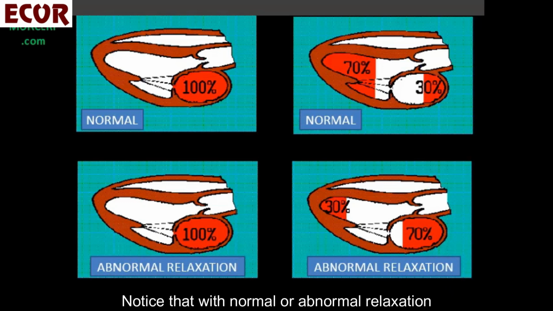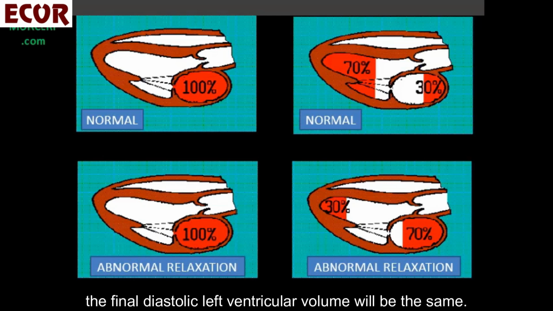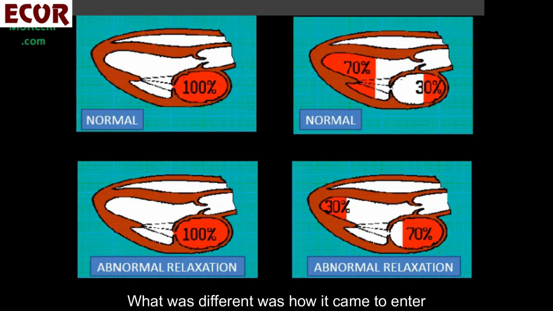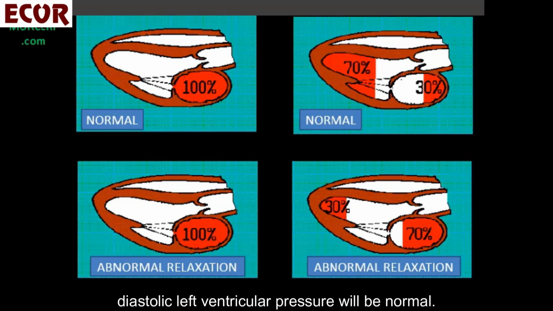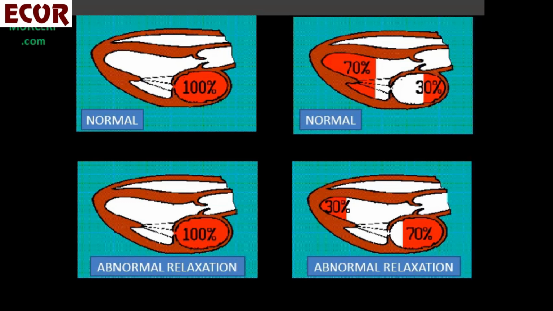Notice that with normal or abnormal relaxation, the final diastolic left ventricular volume will be the same. What was different was how it came to enter the left ventricular cavity. If the compliance is normal, the end diastolic left ventricular pressure will be normal. All diastolic dysfunction due to primary myocardial origin starts initially with only a relaxation problem. Low compliance comes later in the process of diastolic dysfunction, even in restrictive cardiomyopathy.